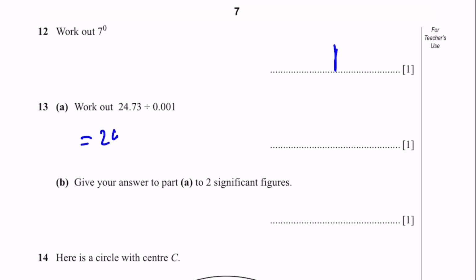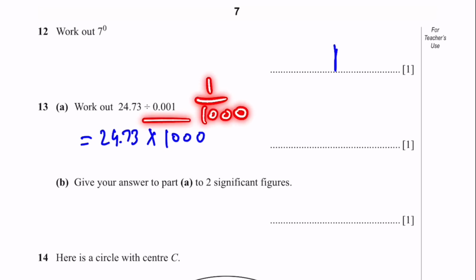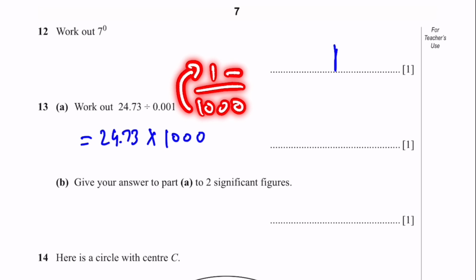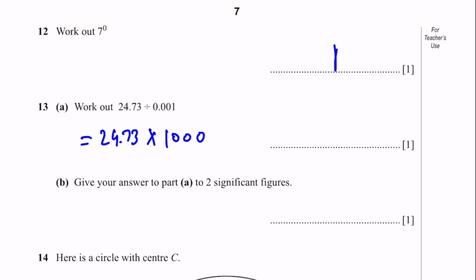Question 13a. Work out 24.73 divided by 0.001. That's equal to 24.73 multiplied by 1000. Because we divide, this is 1 by 1000. And then, because we're dividing it, we need to inverse the fraction. So 1 by 1000, and now we just switch the sides of it. 1000 by 1 is 1000. 24.73 into 1000 equal to 24730. And that's the answer.